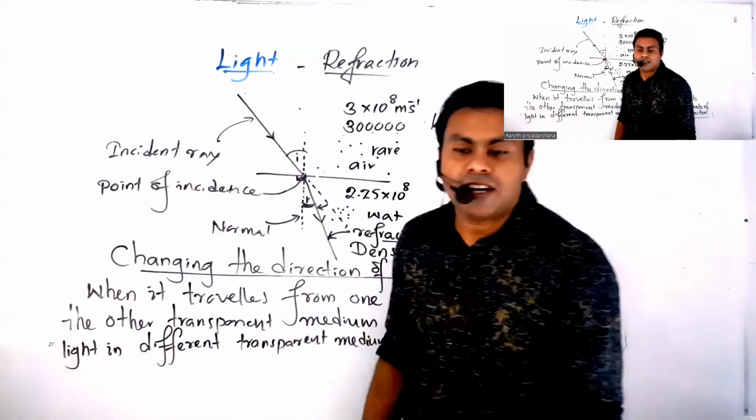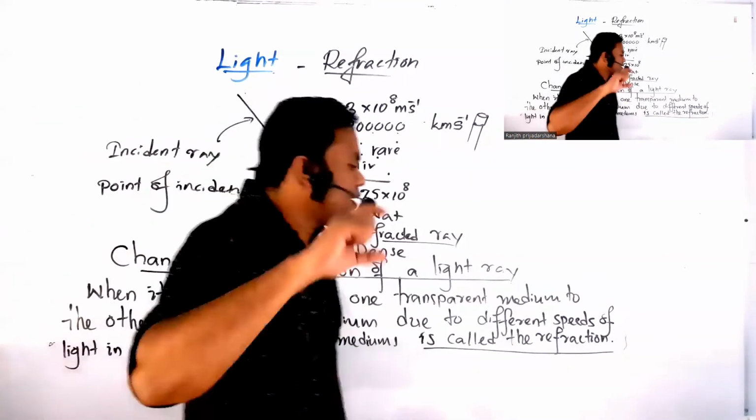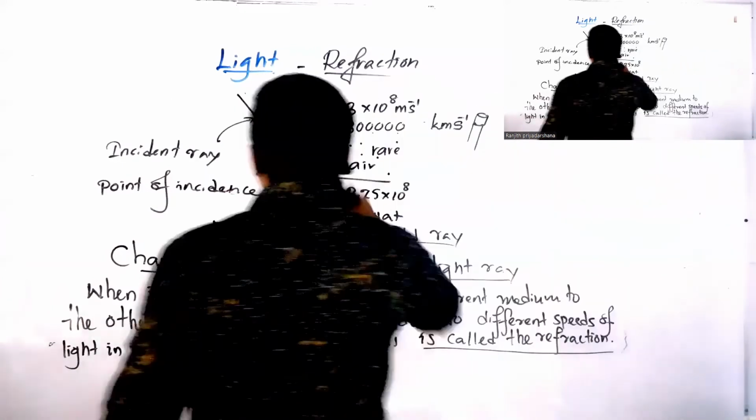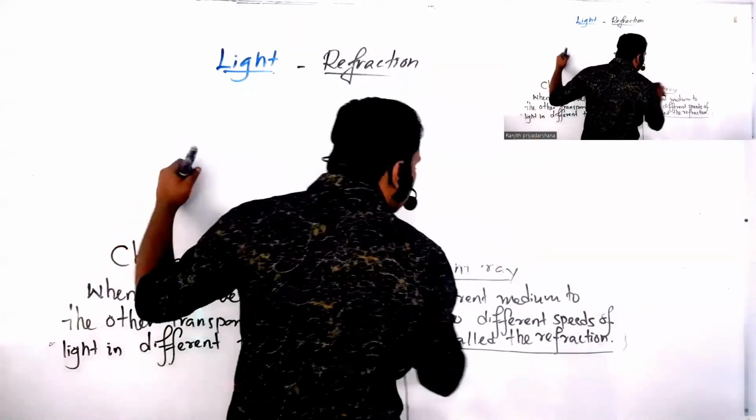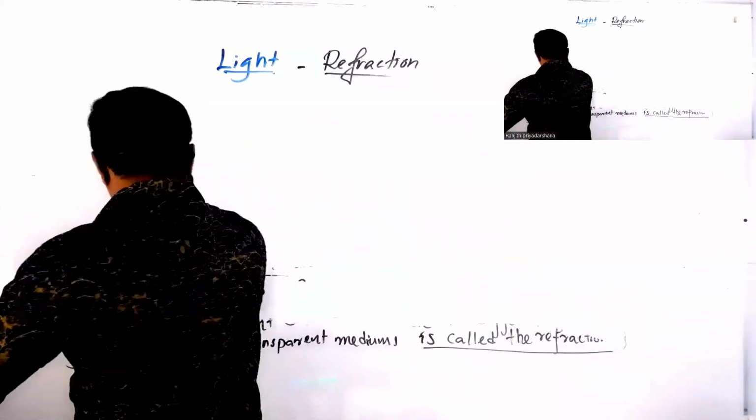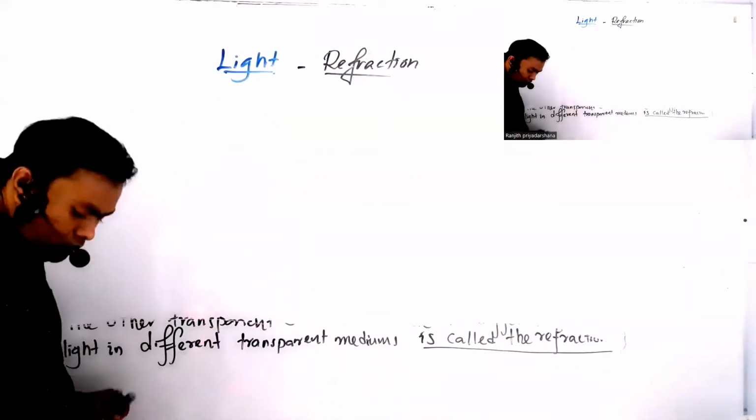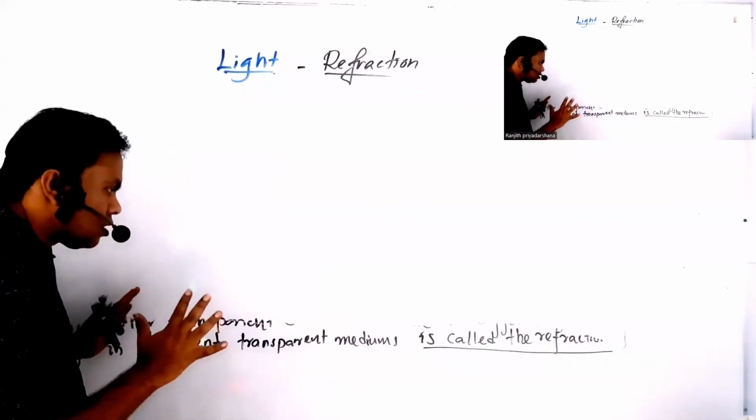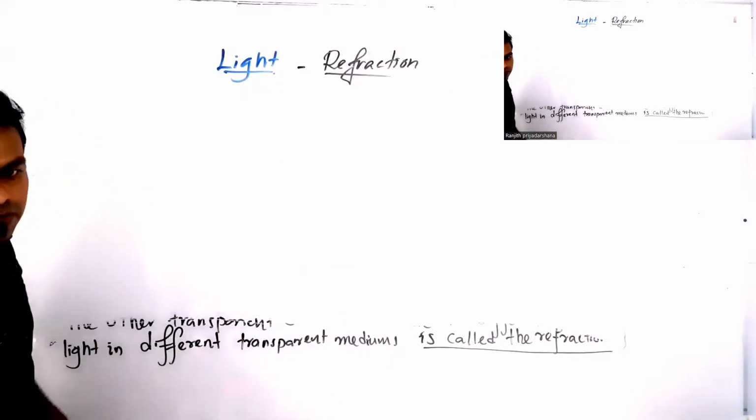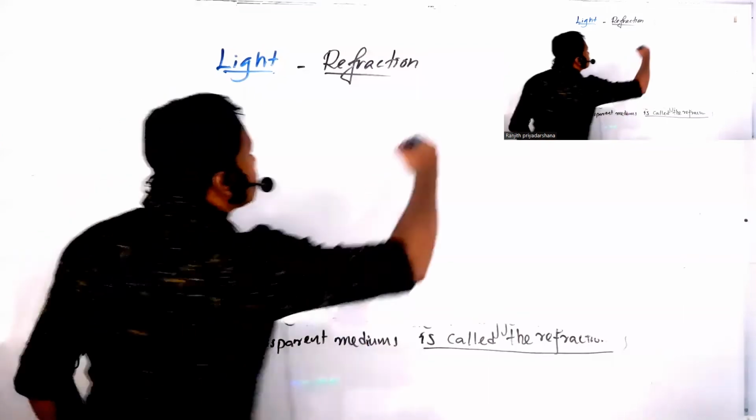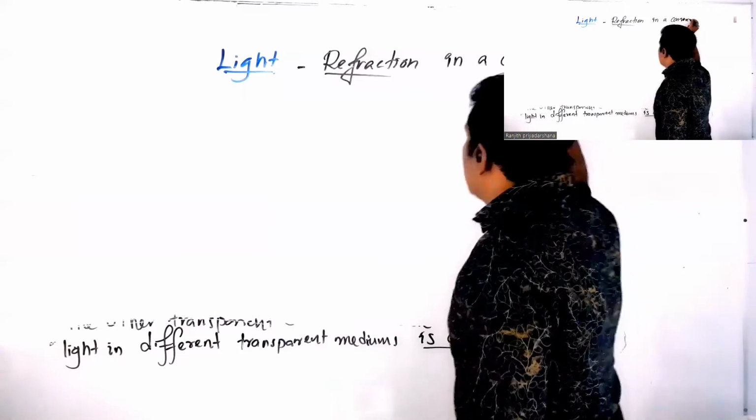Now let's see how this refraction of light happens in a convex lens. Different transparent mediums is called the refraction, in a convex lens.